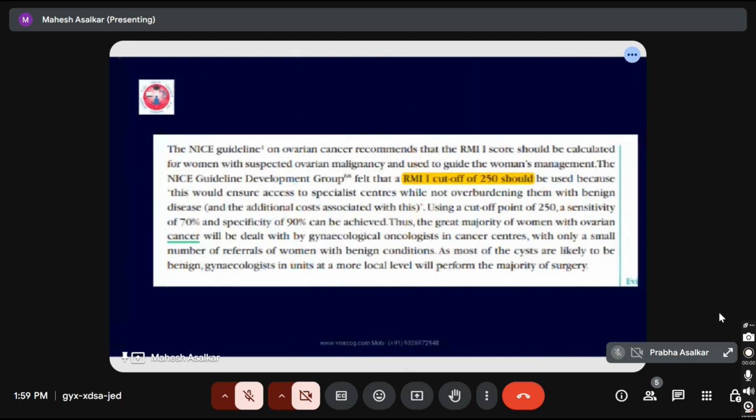So what do the guidelines say about which cutoff is to be used? Whether 200 is to be used, whether 250 is to be used. Now let's see in the next 3 slides. What does the NICE guideline say?